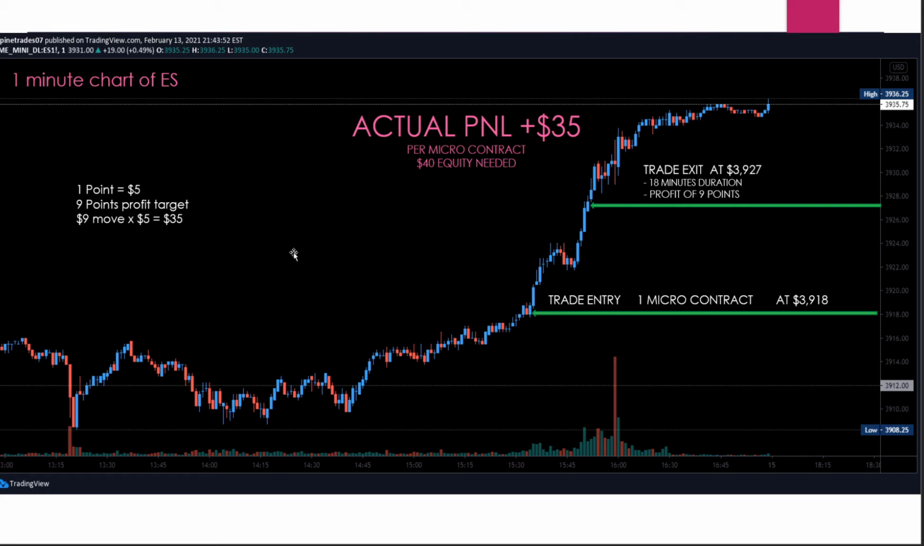So you really have to find whichever you prefer to trade. ES is a little bit cheaper, but I personally do prefer trading the NQ. It's just more liquid for me. But yeah, let's give you guys a trade example on the ES.